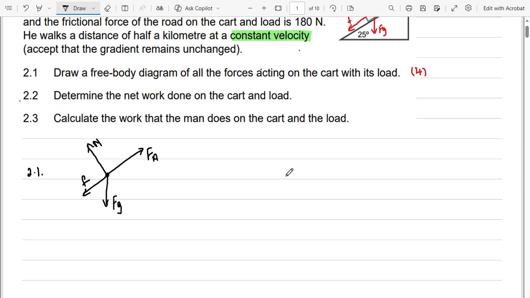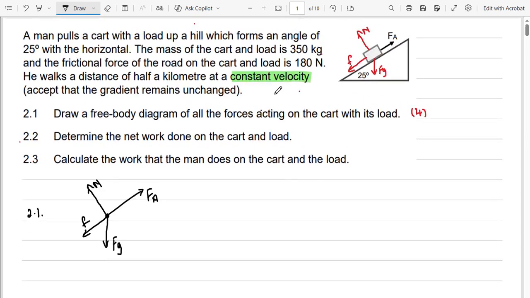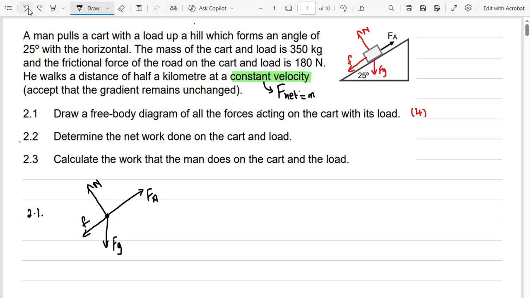Right, that is 2.2. So let's look at 2.2. They say determine the net work done on the cart and the load. They want you to determine the net work done. Guys, we just said constant velocity. Constant velocity tells us that, remember, F net is equal to ma. So if this moves at a constant velocity, what is F net? The acceleration is 0. This gives us F net 0. So if the F net is 0, what is the net work done? So the net work done is equal to 0.